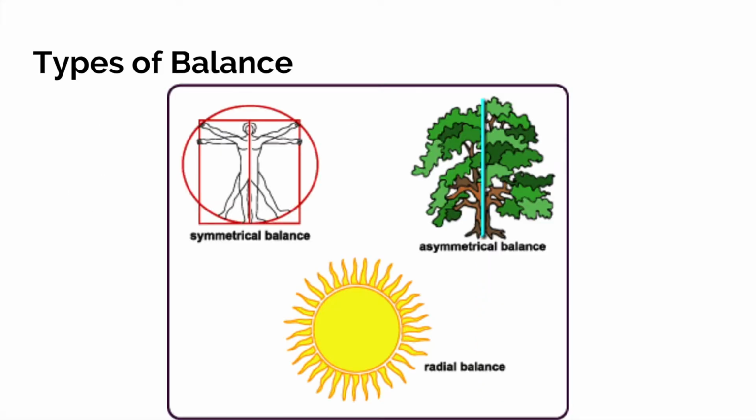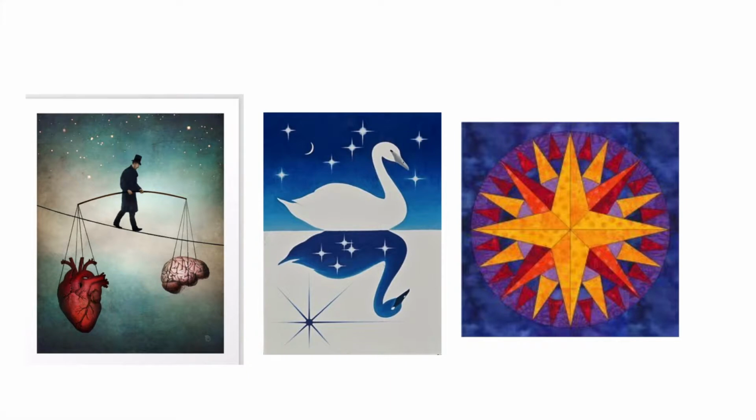So these are the types of balance. Symmetrical balance, which means it's the same on both sides. Asymmetrical balance means that it's different on both sides, but it's not completely unbalanced. And radial means that it's the same coming off in multiple directions from the center. And these are some examples of symmetry.